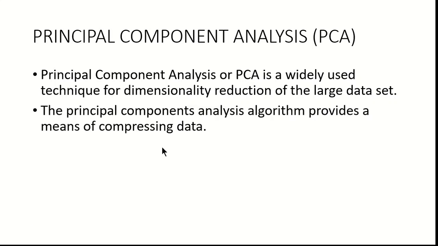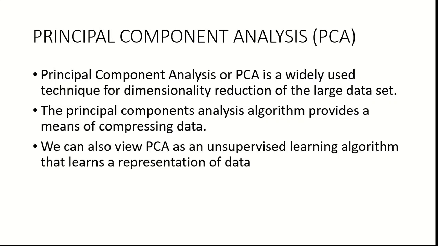The principal component analysis algorithm provides a means of compressing data. We compress the data from 1000 to 800, so there is a reduction or compression. We can also view PCA as an unsupervised learning algorithm that learns a representation of data. I represented the data in 1000 columns, and I am going to find a new representation of these data with 800 columns. So from 1000 to 800 there is a reduction, and it is a different representation as well.